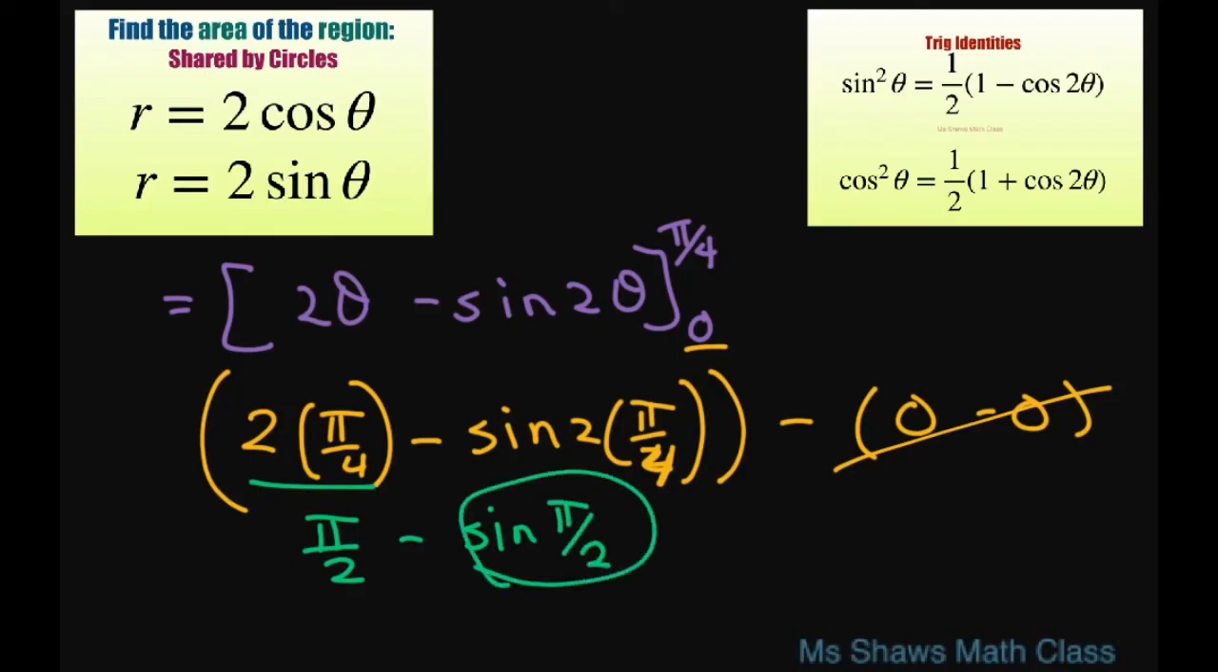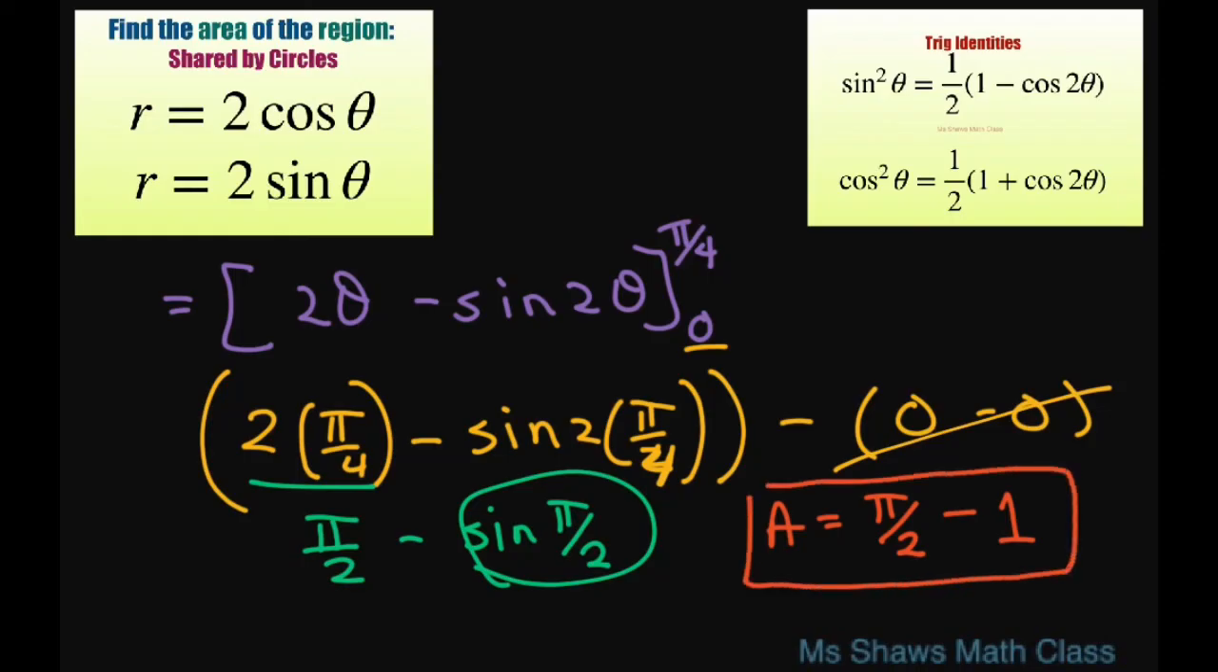So your area is going to equal pi divided by 2 minus 1. And that's for the area shared by the two circles.